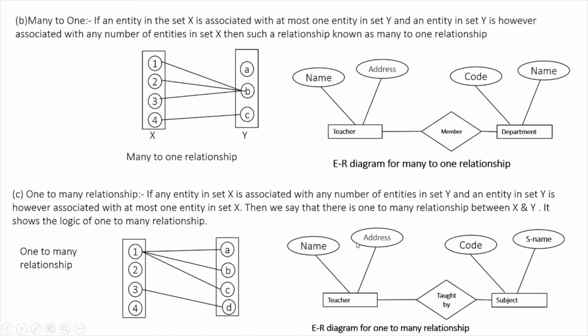A teacher can have many subjects, but if we assume that a subject will be taught by one teacher only, then it will be a one to many relationship, as you can see in this figure.